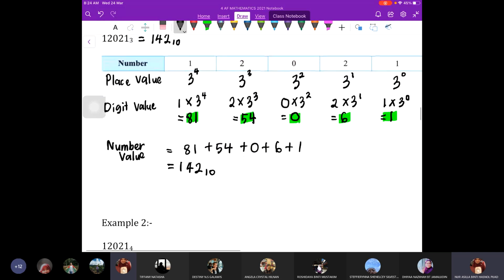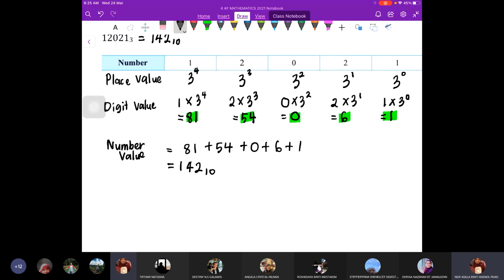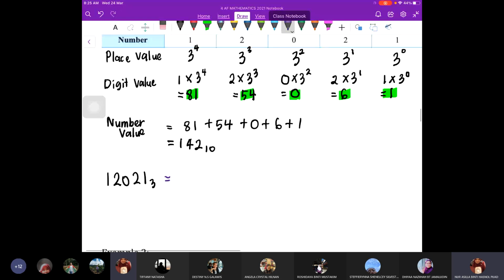Now usually this is the process lah. Jadi kalau kamu nak guna jalan kerja, if you want to show your working, so 12021 base 3. So for working, bila buat macam ni, this is a tip for you. Kita dah tahu this is 3 to the power of 0, 3 to the power of 1, 3 to the power of 2, 3 to the power of 3, and then finally 3 to the power of 4. So tulis je. So start dengan 1 times 3 to the power of 4. Buat macam ni. Plus. This is your working.